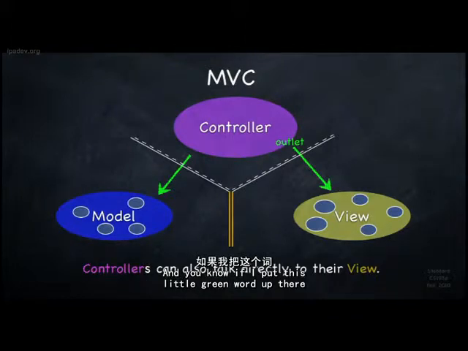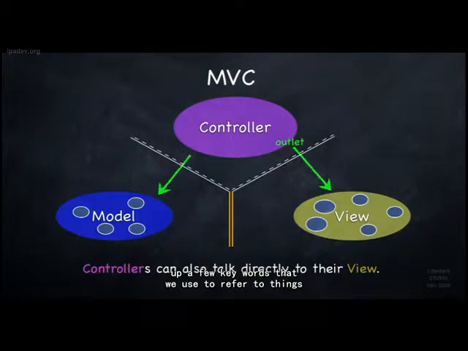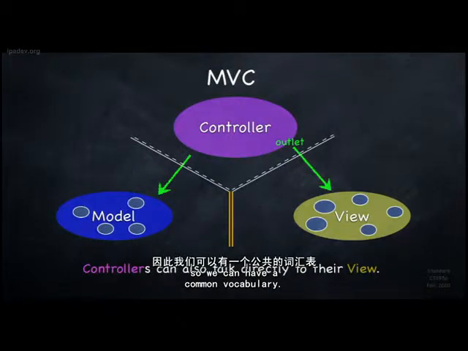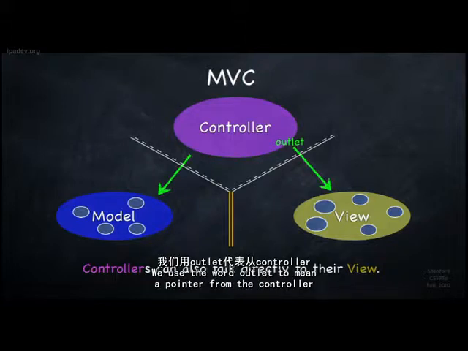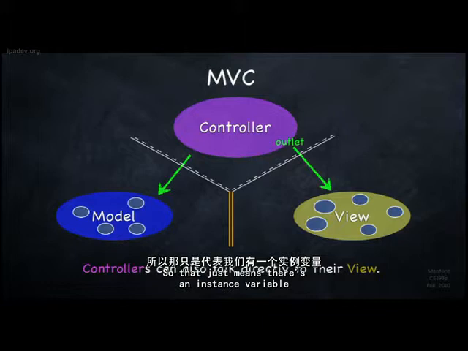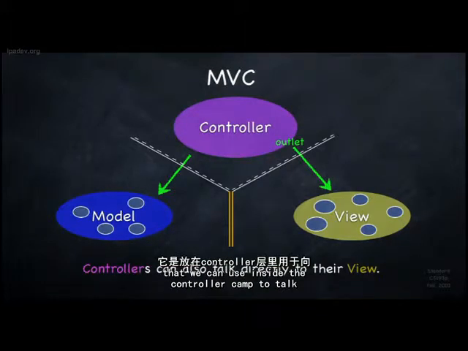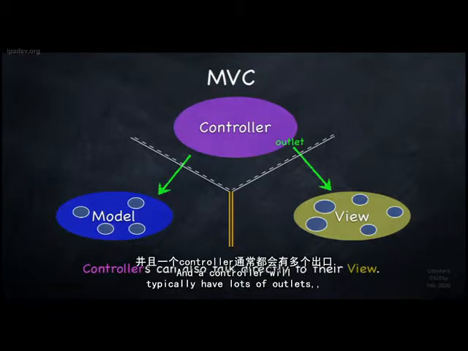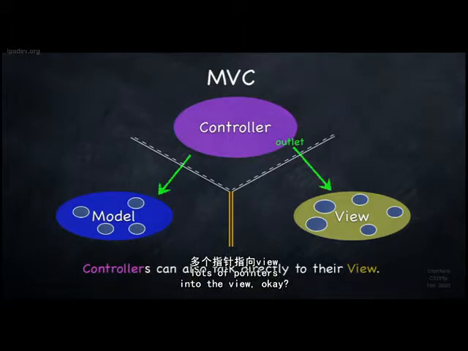And you notice I put this little green word up there, outlet. As I do this whole thing, I'm going to put up a few key words that we use to refer to things so that we can have a common vocabulary. We use the word outlet to mean a pointer from the controller to a view. And we call that an outlet. That just means there's an instance variable in the controller that points to the view that we can use inside the controller camp to talk to a particular view. And a controller will typically have lots of outlets, lots of pointers into the view.